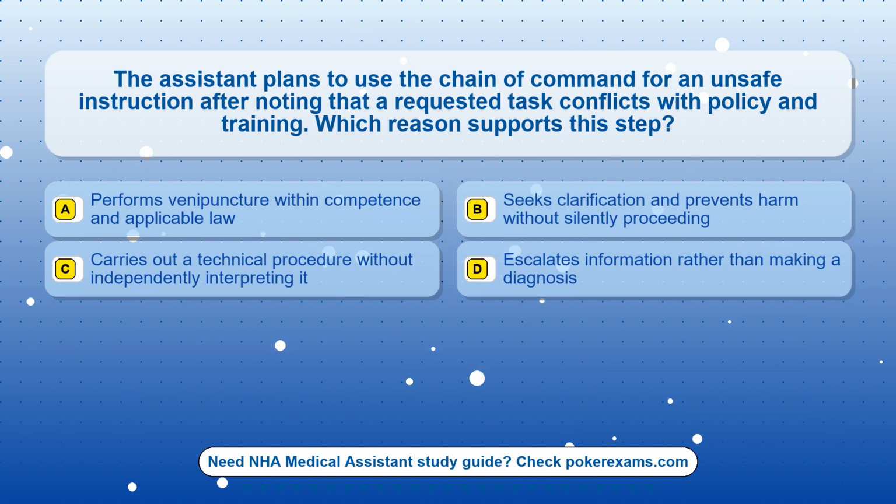Question 7. The assistant plans to use the chain of command for an unsafe instruction after noting that a requested task conflicts with policy and training. Which reason supports this step? Option A. Performs venipuncture with incompetence and applicable law. Option B. Seeks clarification and prevents harm without silently proceeding. Option C. Carries out a technical procedure without independently interpreting it. Option D. Escalates information rather than making a diagnosis.